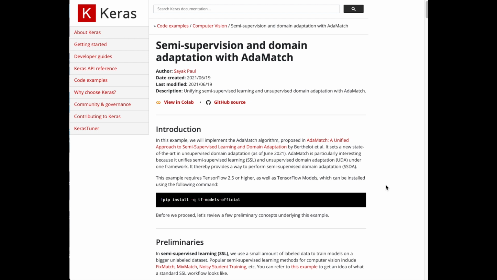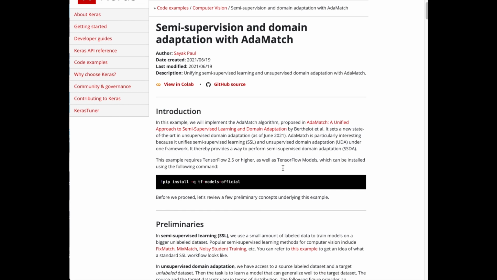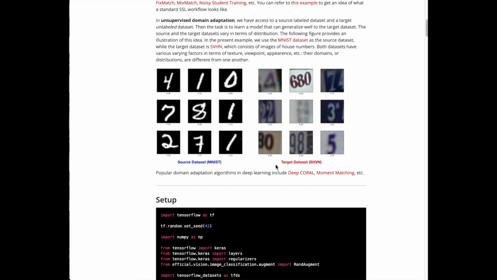In the last AI Weekly update, we looked at the AdaMatch algorithm, and I've also made a paper summary video going through this paper, different ideas like distribution alignment and the pseudo-labeling and FixMatch that it builds on. So here's an implementation by Sayak Paul in the Keras code examples of how to do semi-supervised learning and domain adaptation with AdaMatch. This tutorial will walk you through how to go from MNIST to SVHN, this domain transfer idea, using this algorithm.